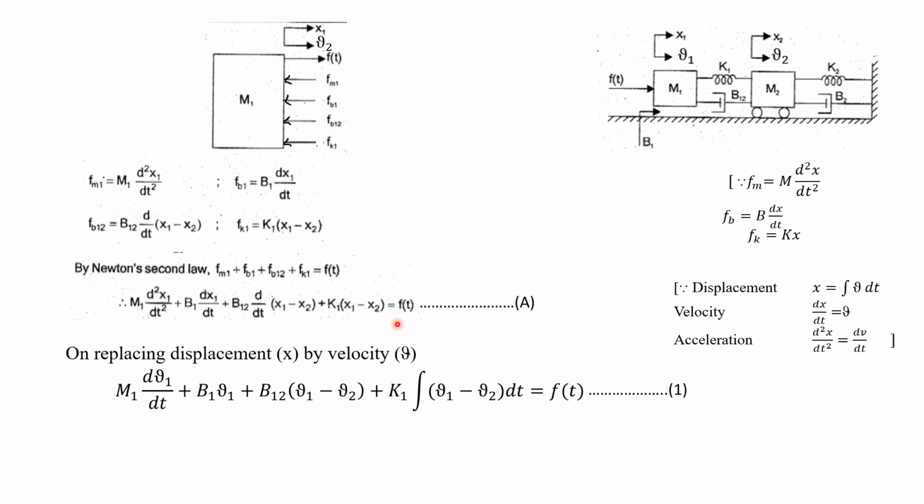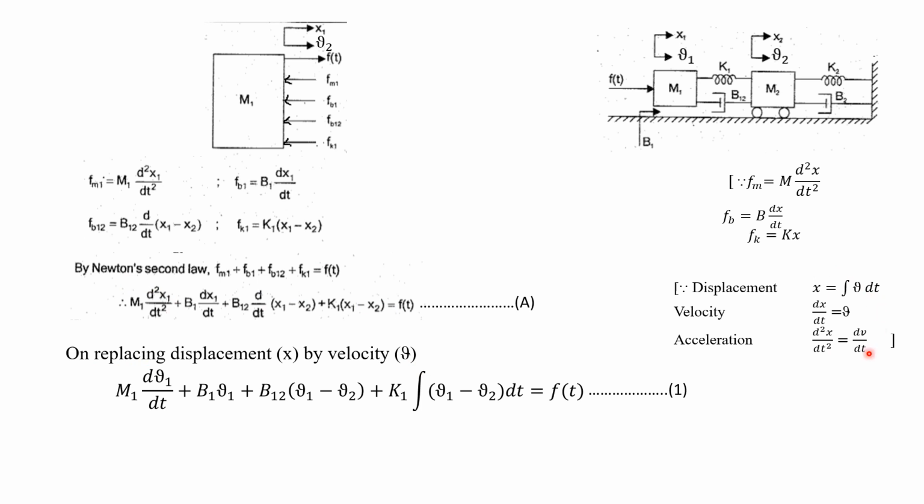Now in a mechanical translational system, after this, what do we have to do? We have to take Laplace transform on both sides, and we find the transfer function. Now here the transfer function is not asked. So what we have to do is replace the displacement x by the corresponding velocity v. In the analogous circuit, the output for this mechanical translational system will be velocity v, isn't it? So we have to replace every displacement x by the corresponding velocity v. For that we have the formula.